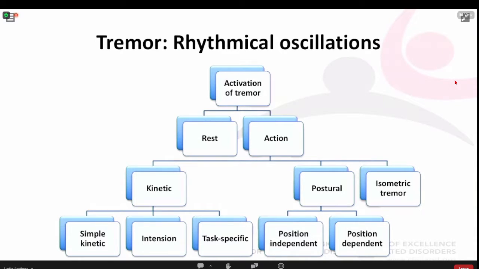Another one is the isometric tremor, where you won't see the movement of the glass, but actually your muscle is contracting. Like when you hold the glass or the bottle of water, you don't move your arm, but your muscle also contracts and has a tremor. This is called the isometric tremor.